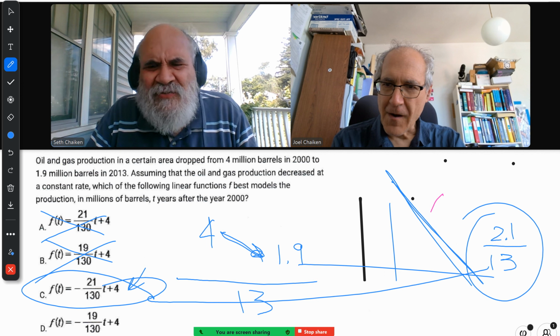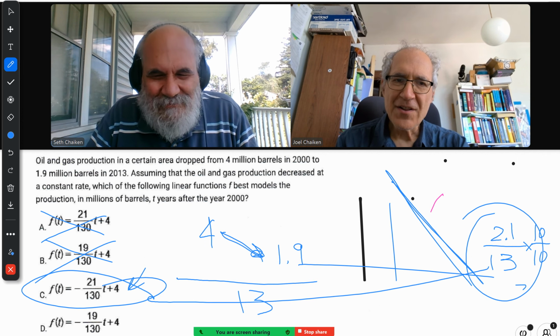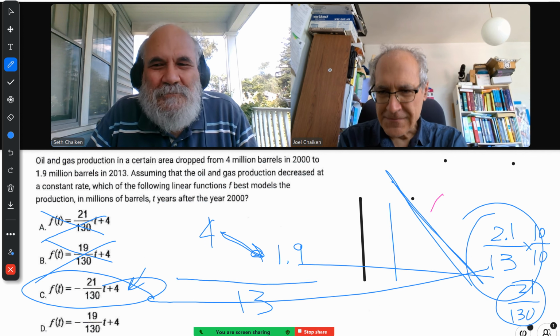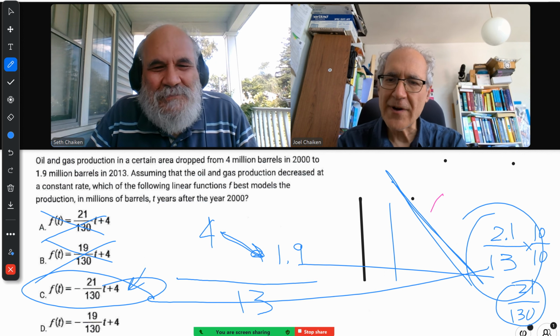Right? No, that's 21/130th. I know, but if you multiply both top and bottom of this fraction by 10, you get 21 over 130. Oh. Yeah, so that's a little bit of a pattern that you have to be aware of.